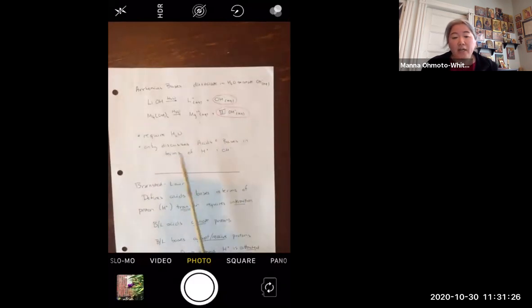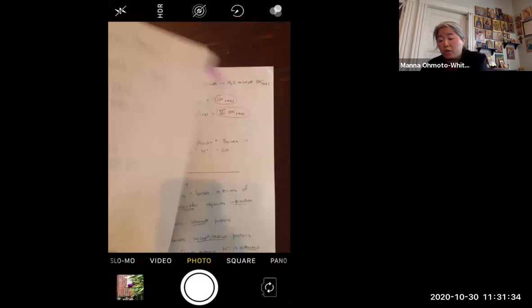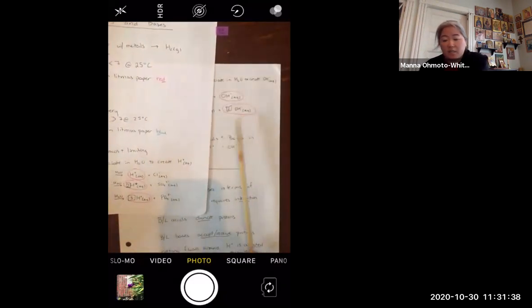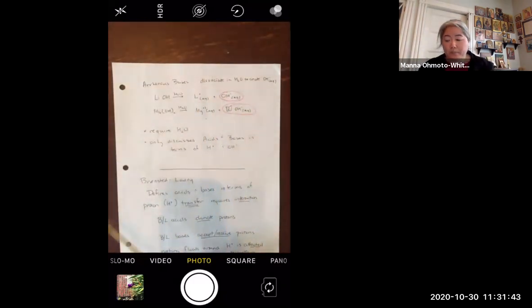So again, Arrhenius acids and bases require water, and it's the dissociation, and we only discuss them in terms of whether they create a proton, as in acids, or whether they create a hydroxide ion in bases. We don't care about the other ion that comes in along with it.